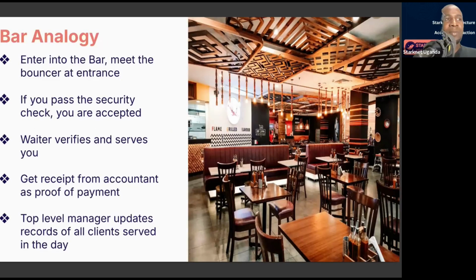In many bars or any restaurant, when someone is attempting to enter a bar, I've just used the bar in this example, but you can relate it to other examples. So imagine you're entering a bar and you are just attempting to enter. Maybe there is a function at the bar, there is something going on. There are usually those big guys called bouncers, usually at the entrance.